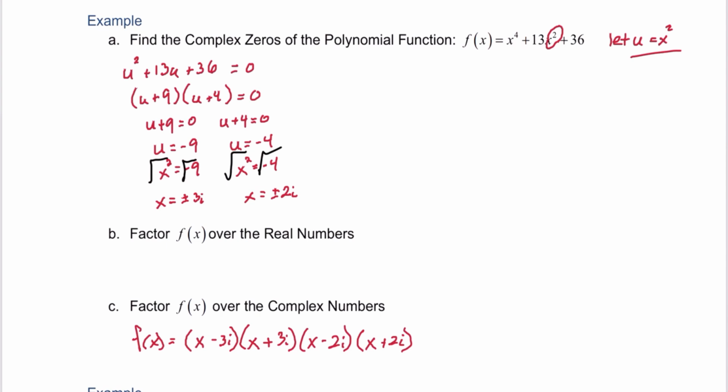If we want to factor this over the real numbers, we need to distribute these first two sets of parentheses. That will give us x squared plus 9, and then distribute the next set, x squared plus 4. We now have the polynomial factored over the real numbers.